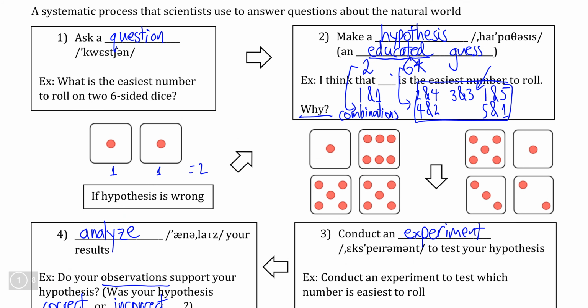Now, what if you don't? What if you said that 2 was your hypothesis? Well, that means your hypothesis is incorrect, but that doesn't mean that the experiment is a failure, because what we have learned is that 2 is not the easiest total number to roll, and either way, you have learned something. But if the hypothesis is wrong, we need to go back to it and modify it in such a way where we can more likely arrive at an explanation that is consistent with our results.